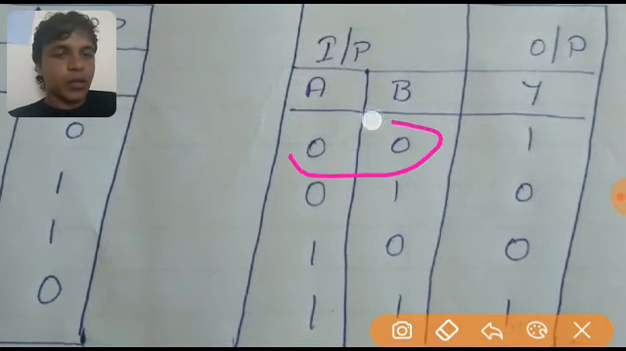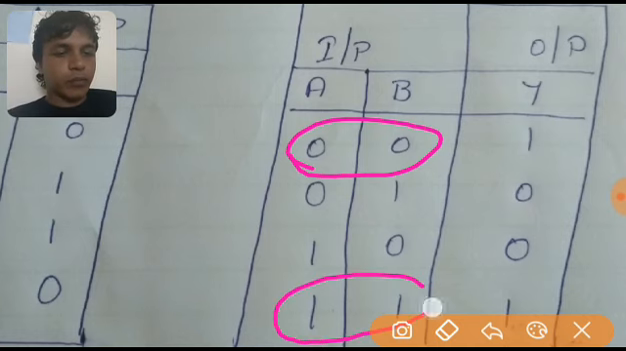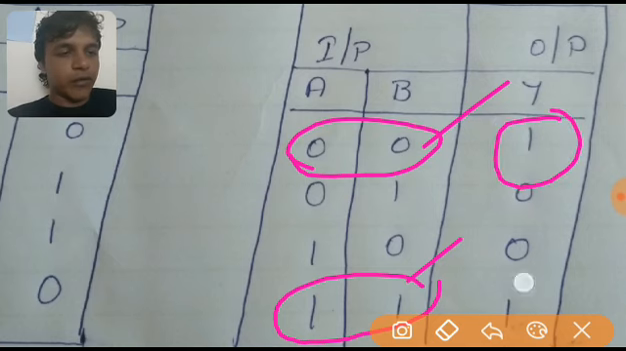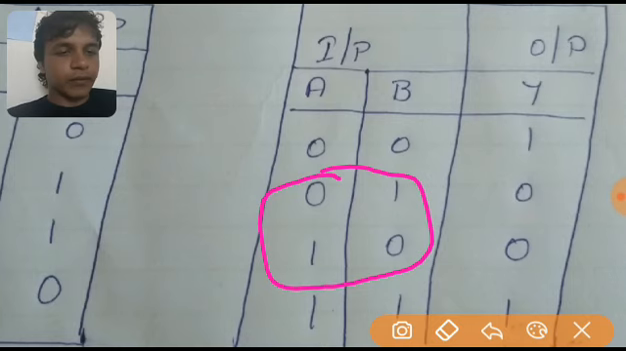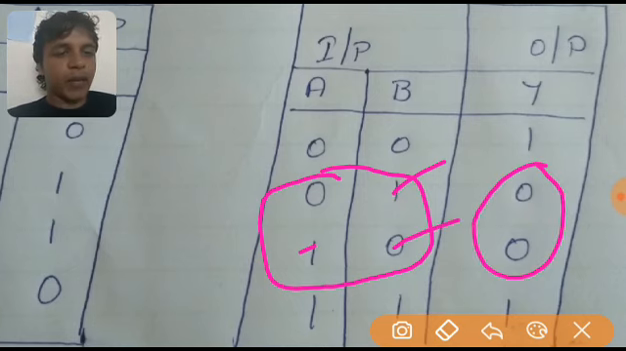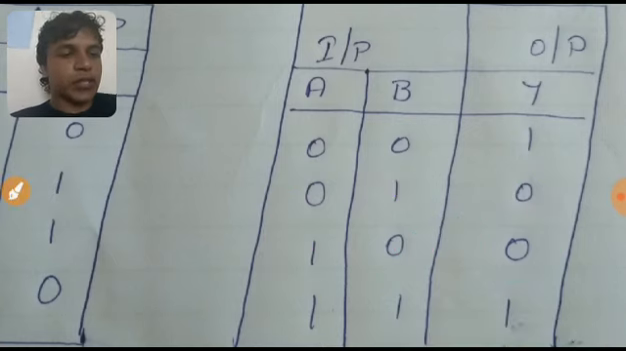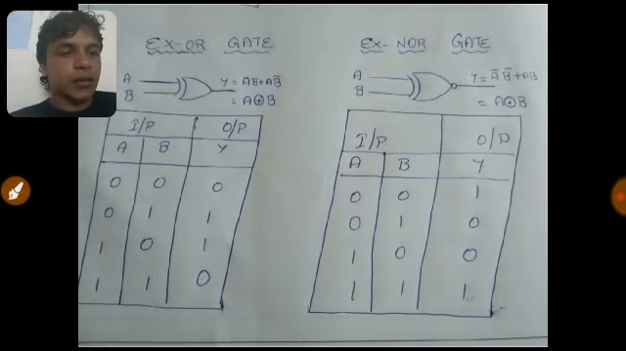Just look here, both the inputs are the same: both are 0 here, both are 1, and in both cases we have the output. Whereas for the other two cases the inputs are different. In this case A is 0 and B is 1, whereas in this case A is 1 and B is 0, and we do not have any output here. The bulb connected at the output is not glowing. So this kind of operation is performed by the XNOR gate.